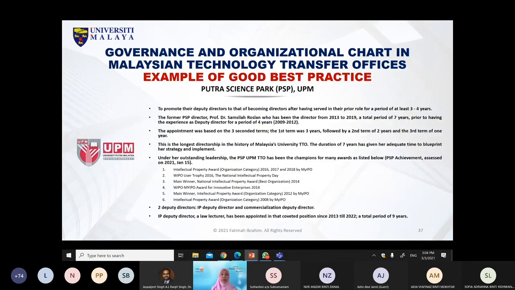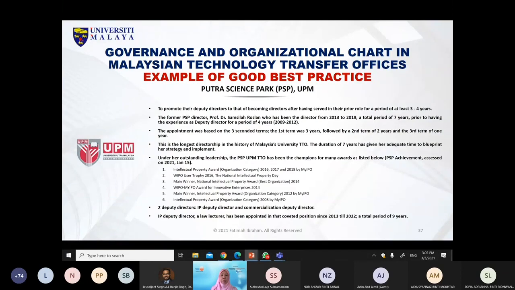So what can I summarize as an example of good practice in governance and organizational chart in the Malaysian Technology Transfer Office? We are proud to say that UPM is number one, and its tech transfer office is called Putra Science Park. When I did the study, I interviewed them and looked at the website and all the information, and I realized that their policy is very smart and intelligent, because they promote their deputy directors to become directors after having served in the prior role for a period of 3 or 4 years. So usually their directors come from the deputy directors.